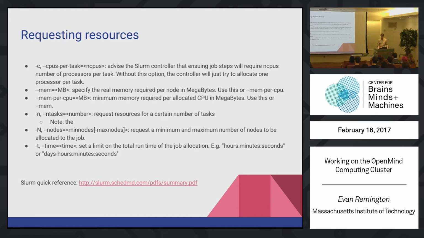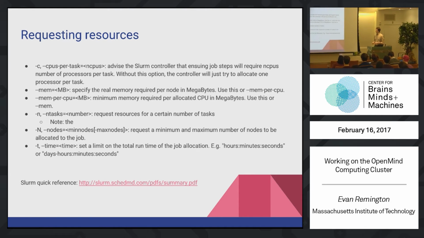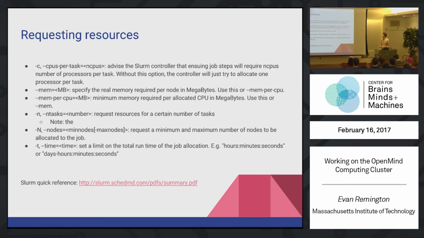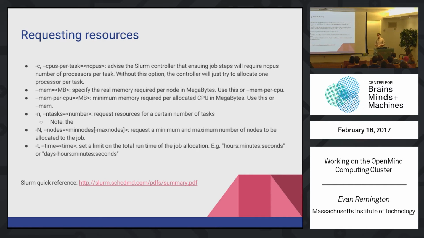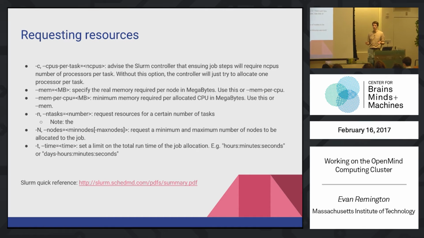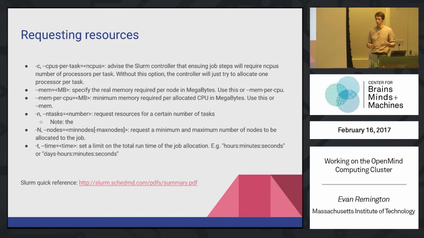There's a few other resource options that are frequently used. -c, or cpus-per-task, is the number of CPUs that you want per task. A lot of times you won't have to specify this, it'll just be 1. But if you are doing something that's inherently a larger task that is going to do its own sort of parallelism, like MATLAB can do, you might want to specify 10 CPUs per task.